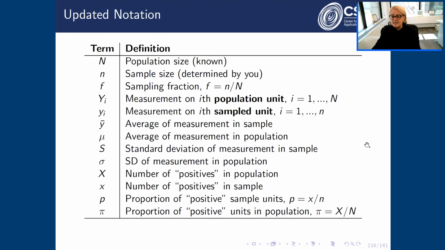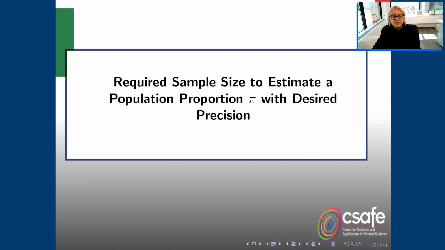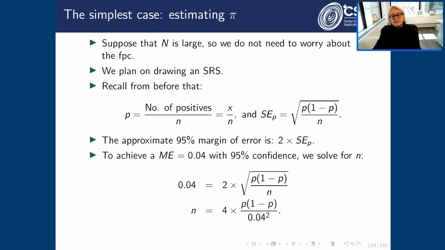So this is just as a reminder, because we'll use some of these terms. We've been using them all along, so you should remember. But let's talk about the sample size we require to estimate a population proportion with a desired precision. Okay, so this is the simplest case.